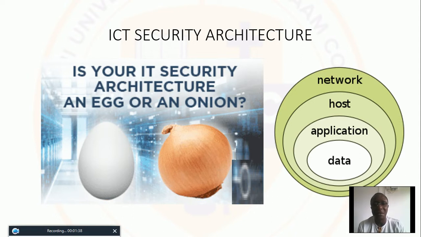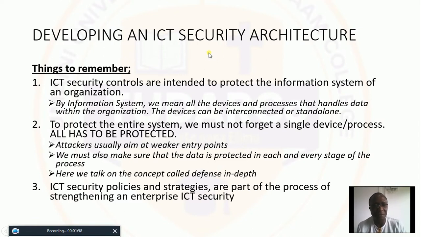There are things we call the onion or egg model or philosophy of information security. These are what we are going to cover during this presentation. Okay, things to remember. This is very, very important. What are things to remember?